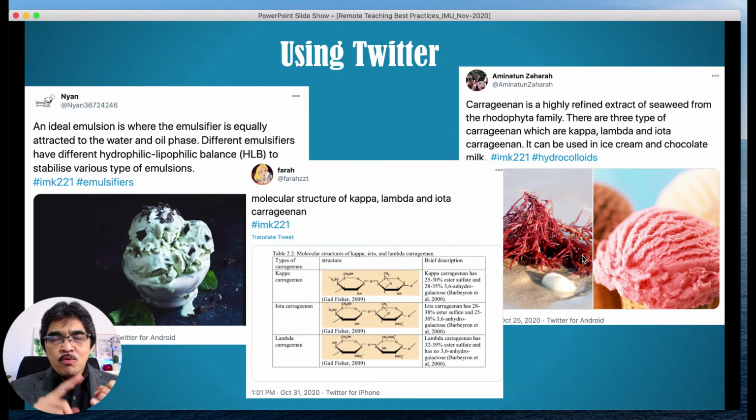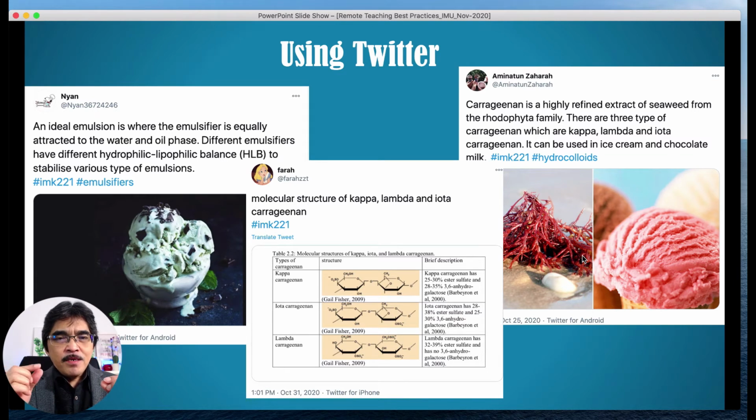Tweeting is a way to... one of the applications for tweeting is to summarize the whole class, the whole session. Another one is I ask them to tweet at least one tweet a week minimum. Yeah, one tweet a week minimum.